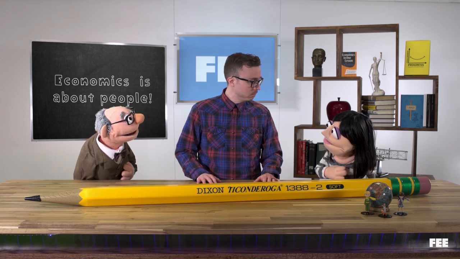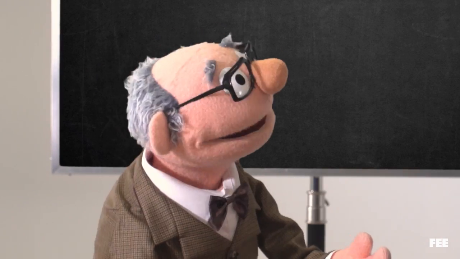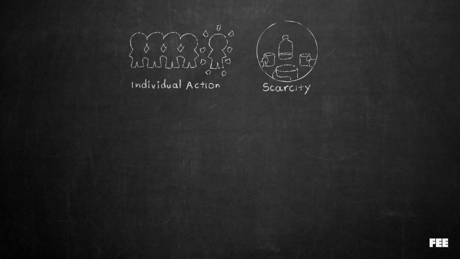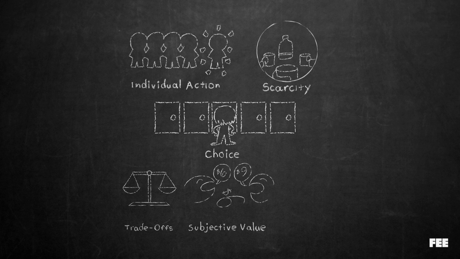Yes. Fiona, economics is actually the study of human behavior. Whenever people make choices, that can be about money and business, sure, but it's also about so much more. Just because it's a huge subject doesn't mean economics can't be easy to grasp. And to help you figure all this out, there are 6 fundamental concepts you need to understand first. What are they? Individual action, scarcity, choice, trade-offs, subjective value, and incentives.